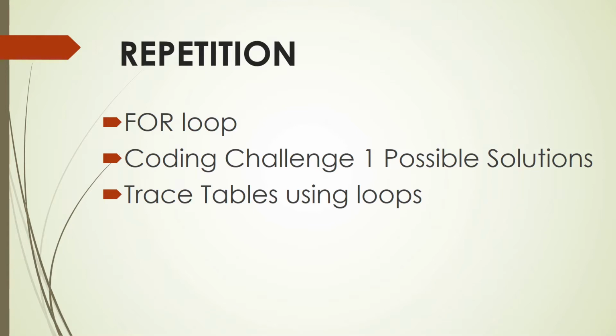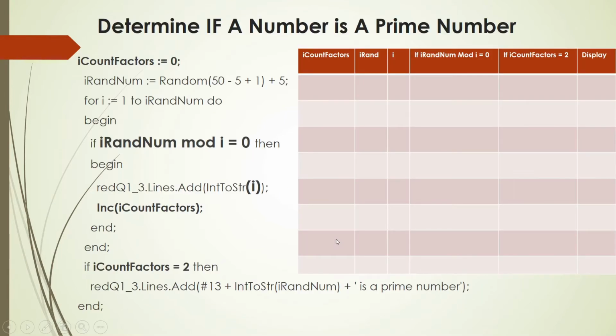Today we're going to be looking at coding challenge 1 and possible solutions. I'm also going to be emphasizing the use of trace tables using for loops. Let's have a look at it. I'm not going to be presenting the solutions in the order that was given on the questions.